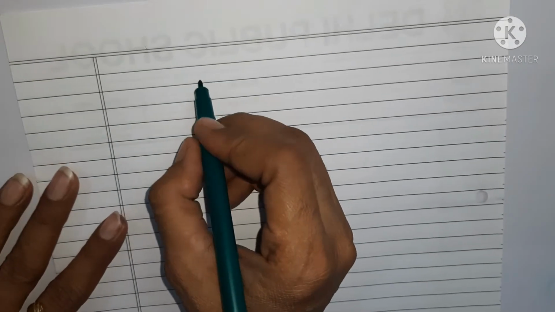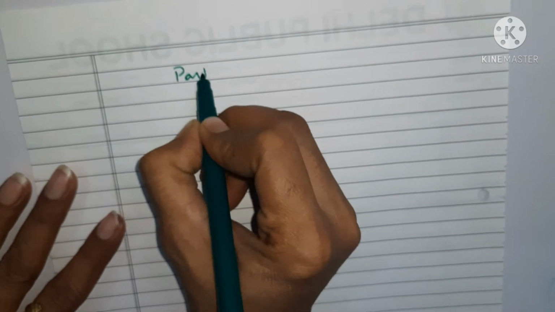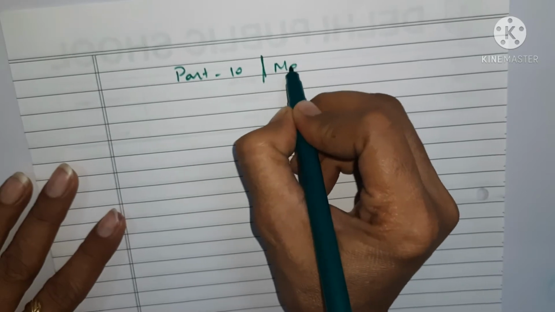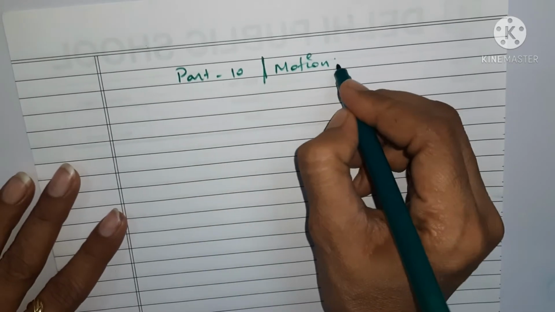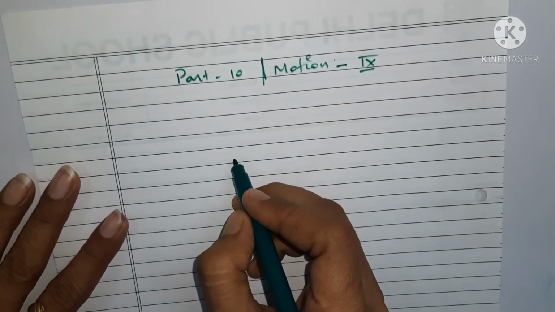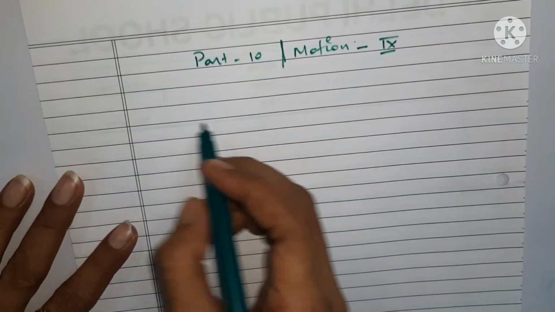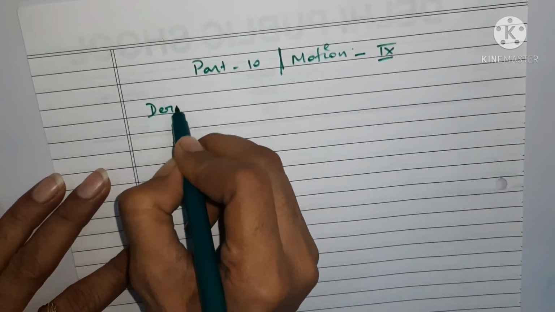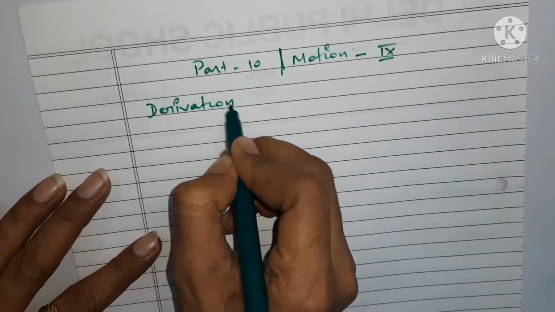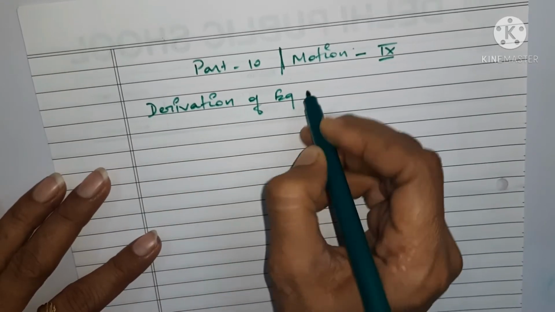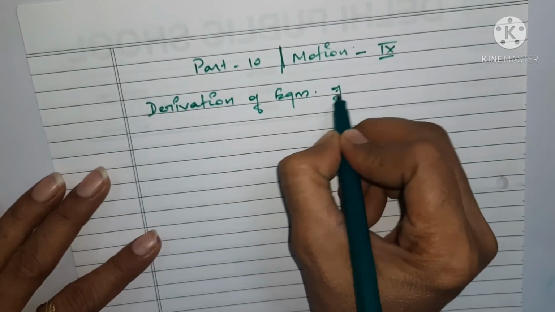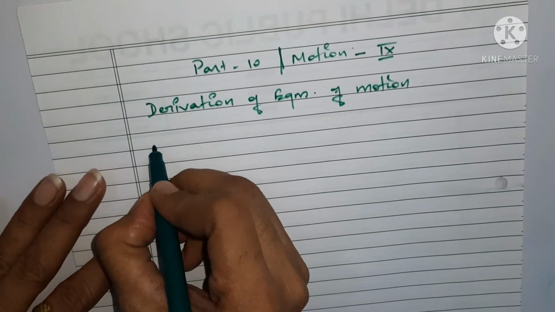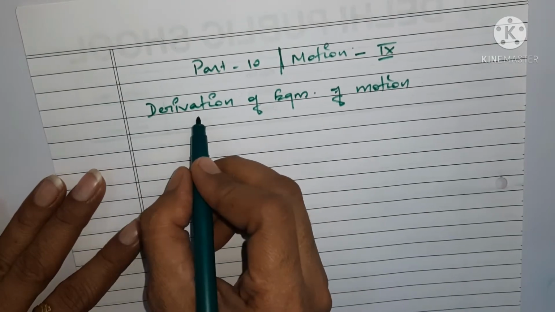The chapter name is motion. The session is the 10th one, and the chapter which is going on is motion, a class 9th CBSE board chapter. We are going through the derivation of equations of motion. Till now we have done two equations. We have learned how to derive two equations.